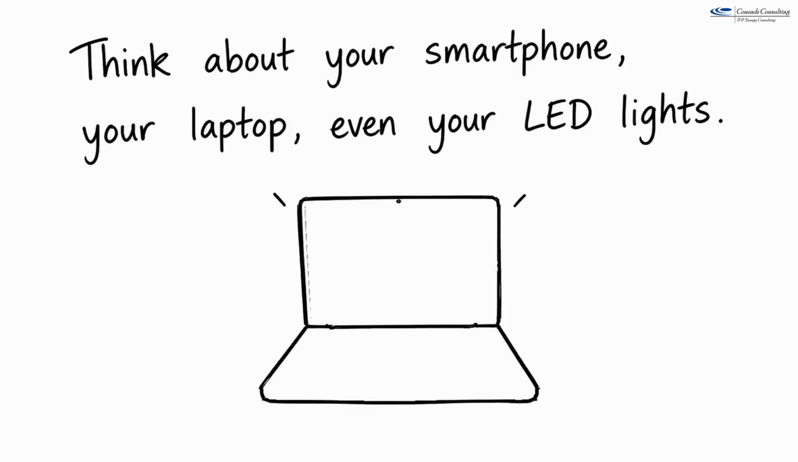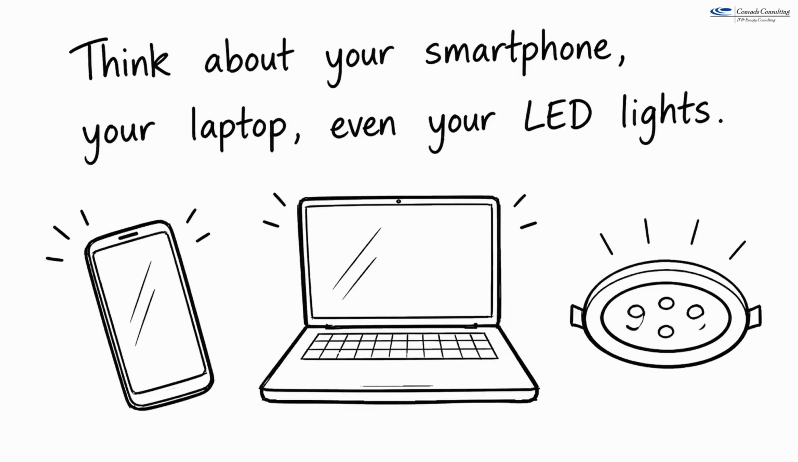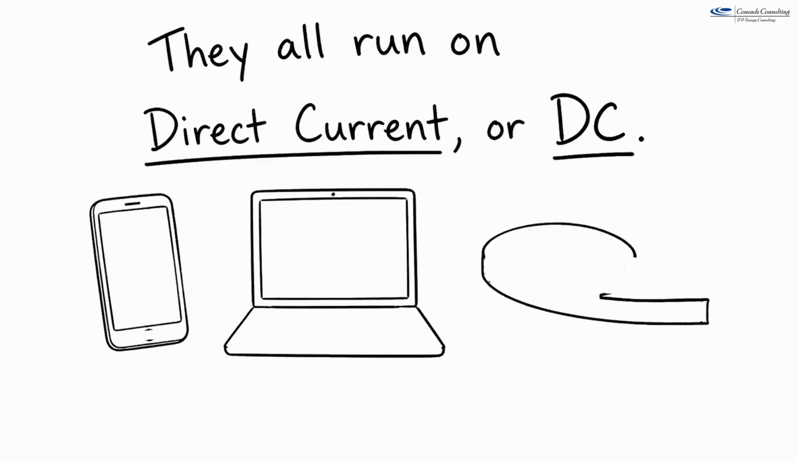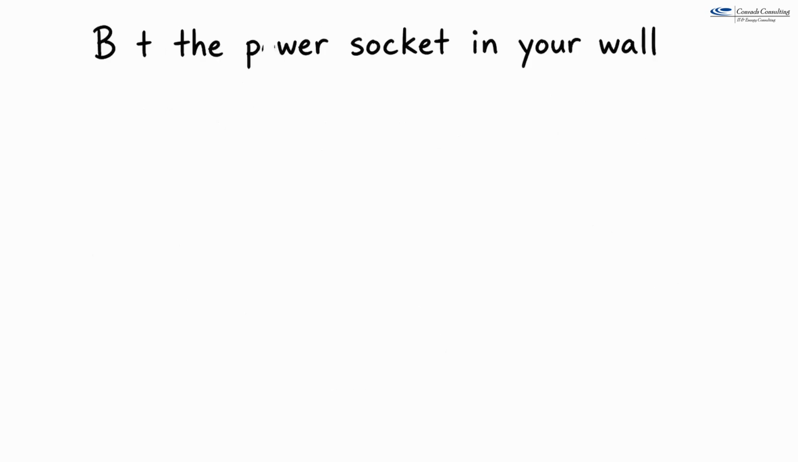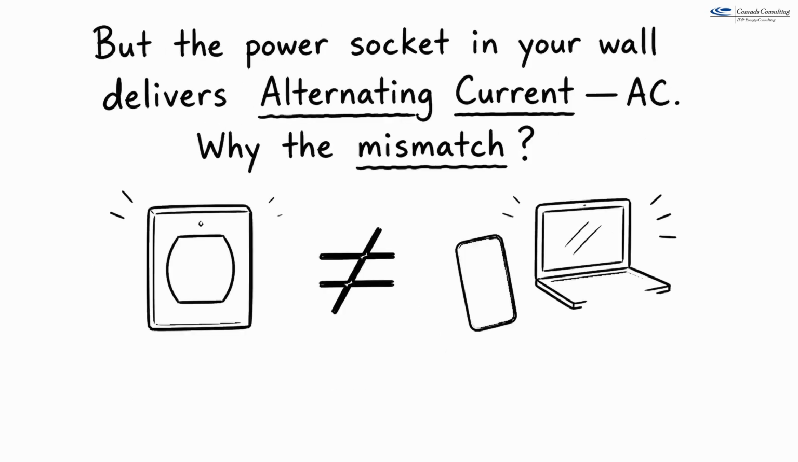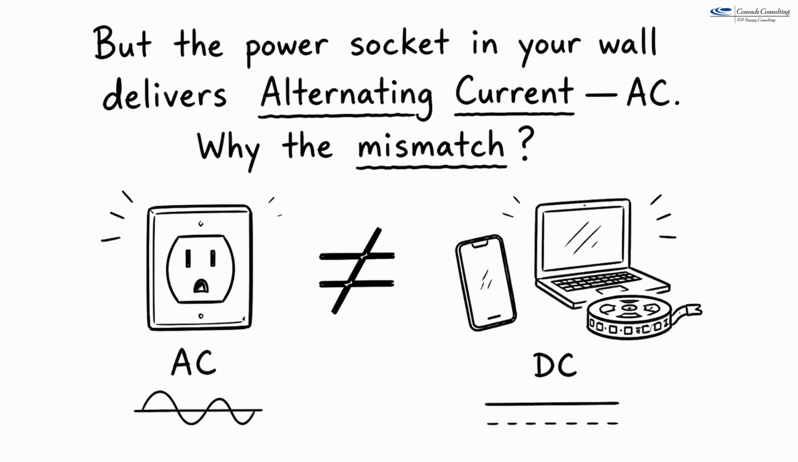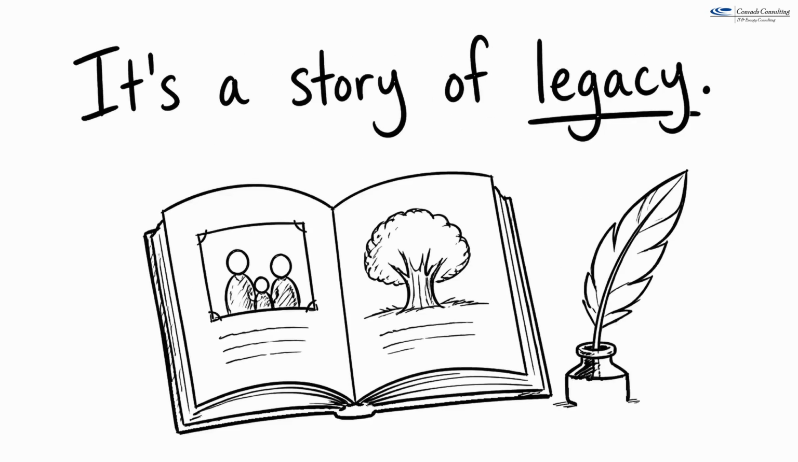Think about your smartphone, your laptop, even your LED lights. They all run on direct current, or DC. But the power socket in your wall delivers alternating current, AC. Why the mismatch? It's a story of legacy.